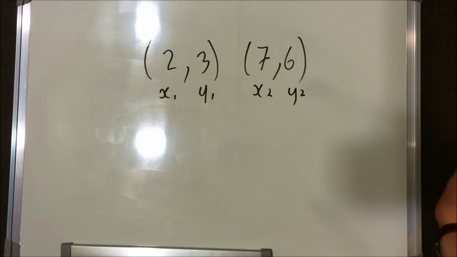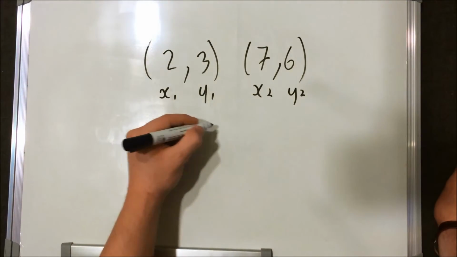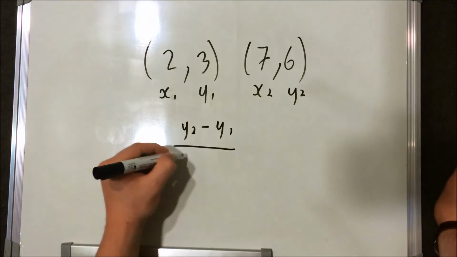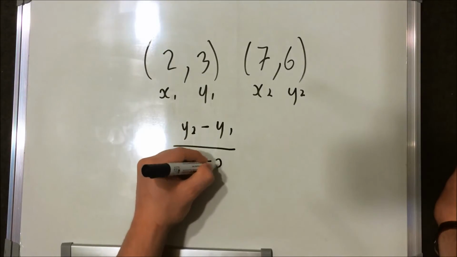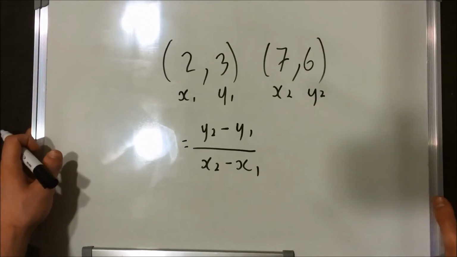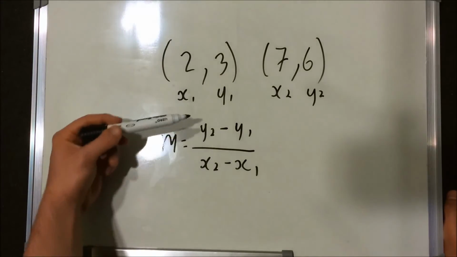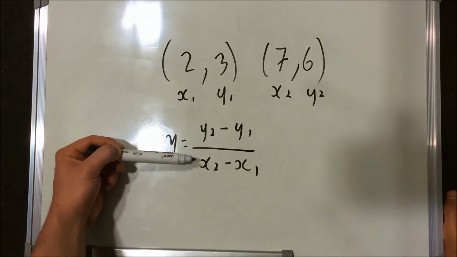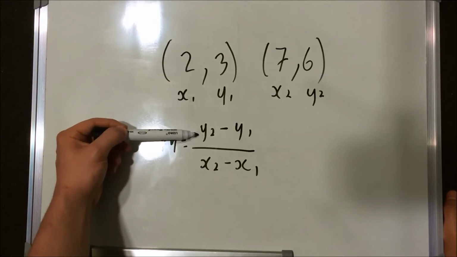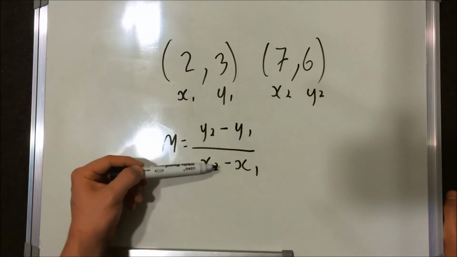So to find the gradient, it's the change in y divided by the change in x. So what we do, we put y2 minus y1 divided by x2 minus x1. This gives you the gradient. M is the gradient, so just this. As long as you write in this order, you'll be fine and you won't get the gradient confused. So it's the y2 minus the y1. The x2 is directly underneath it. So you've got x2 minus x1.